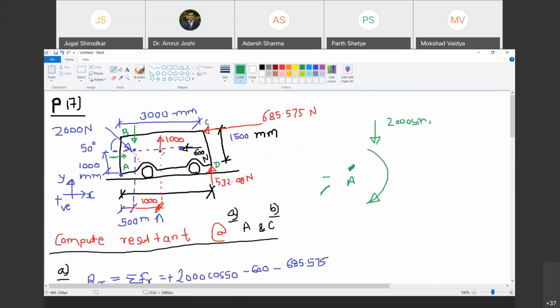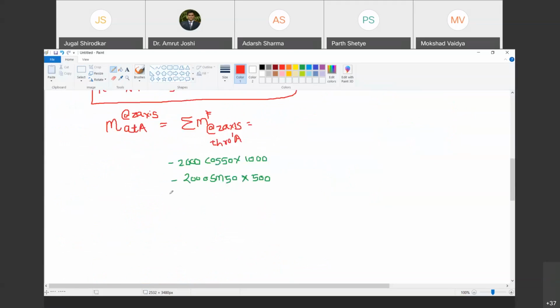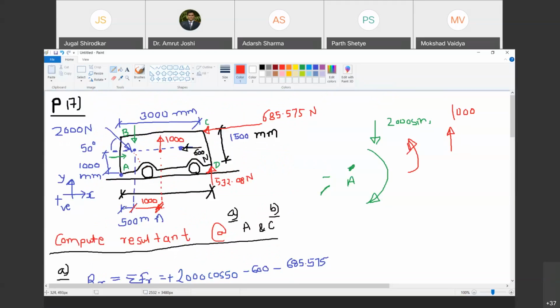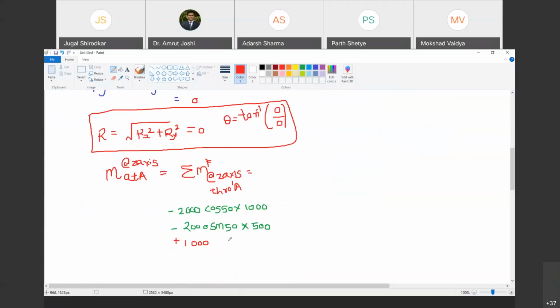So 2000 cos 50 into 1000, 2000 sin 50 into 500. Are you with me? Yes sir. Now what about this 1000? What is the moment caused about A? फिर से वही करेंगे. Anti-clockwise. I will show this 1000 here. About A, what kind of moment does it cause? It causes anti-clockwise moment. Do you agree? Yes sir. So therefore ये क्या होगा? Plus 1000 multiplied by 1500. Yes, very good. So when you are talking about vertical force, you are going to find out horizontal distance from point of application. Are you with me? Yes sir.